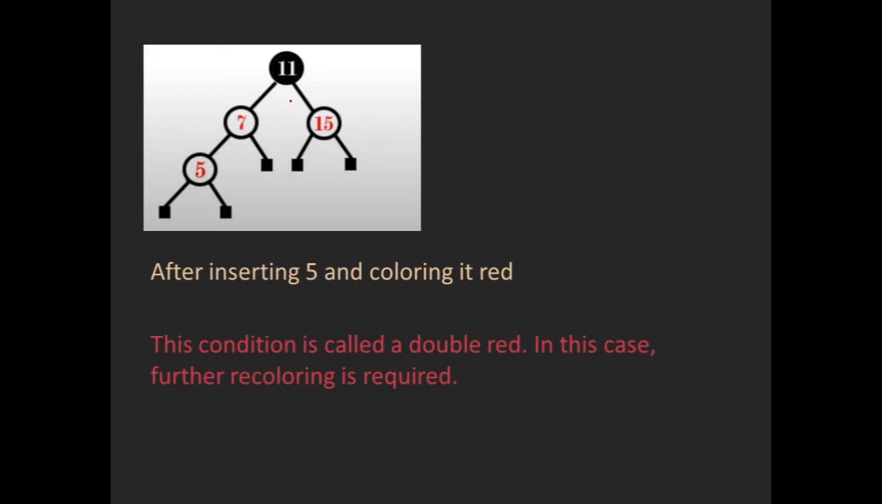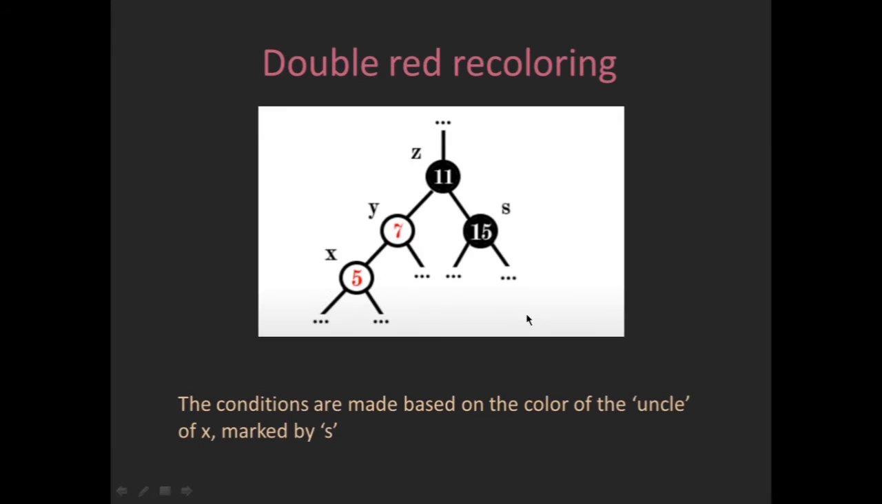So now the value is inserted, but there is a problem. This red node has a red child, which is a problem. Now this condition is called a double red condition. A red node cannot have a red child, but over here there is. So we have to fix this. Now fixing this has a recoloring algorithm that we will cover. This is called the double red recoloring.